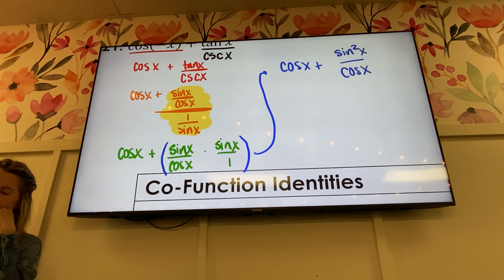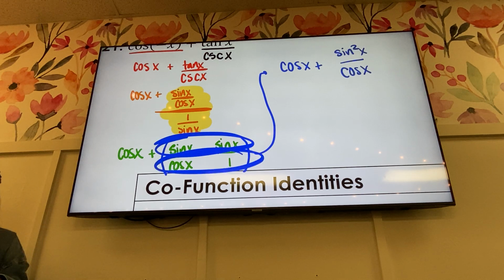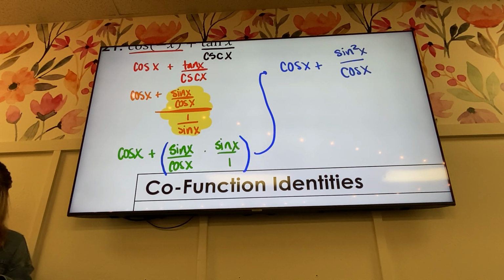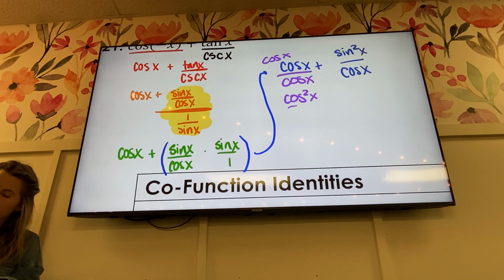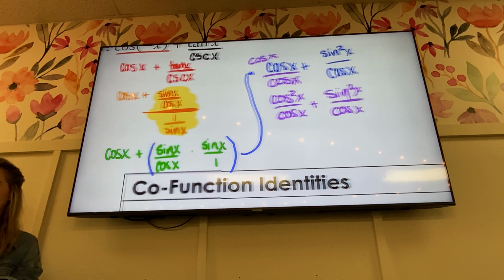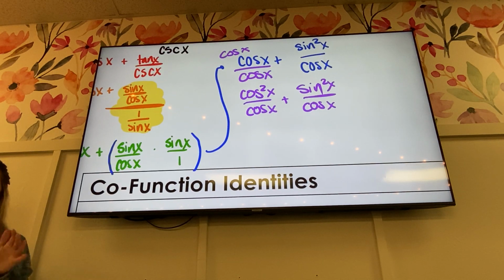When you're multiplying, you can multiply across. So sine times sine, cosine times 1. Now I've taken care of my multiplying step, so now I can add. What do you need if you're adding? Common denominator. So I'm going to make the bottom a cosine. If you multiply the bottom by cosine, you also have to multiply the top by cosine. So what is cosine times cosine? Cosine squared. I'm writing every single little step here, so some of you can probably skip some of these, but most of them you're going to want to write down.